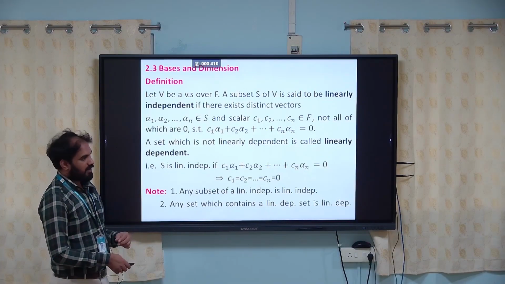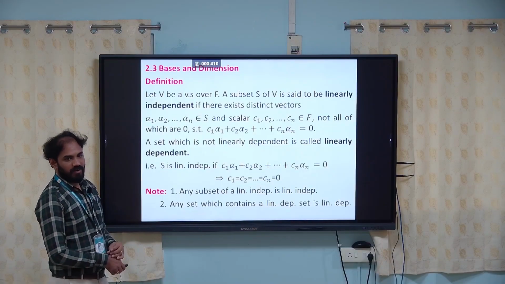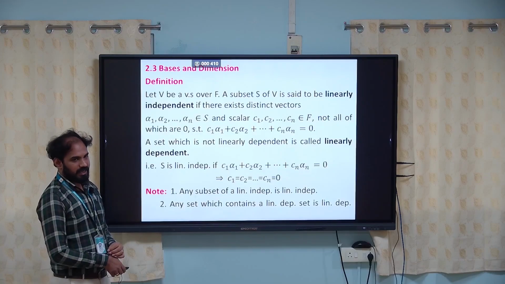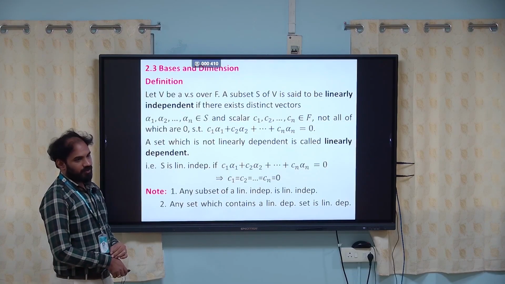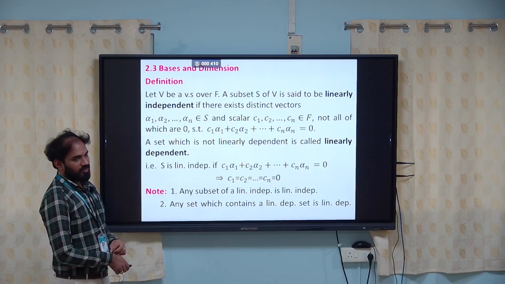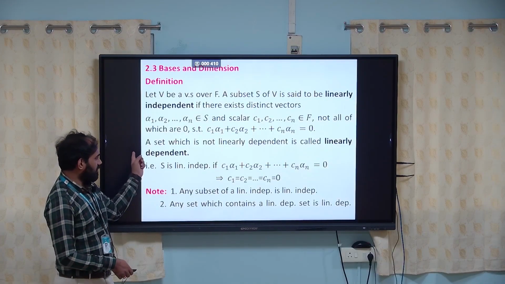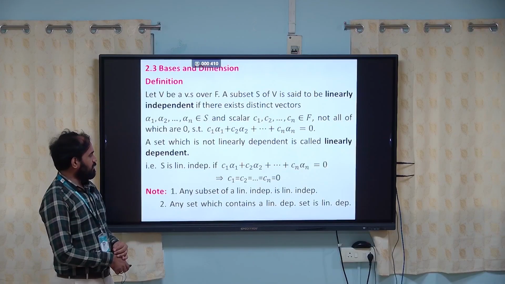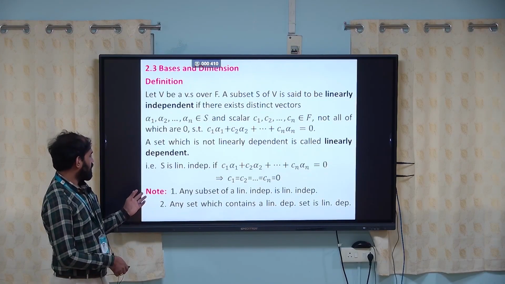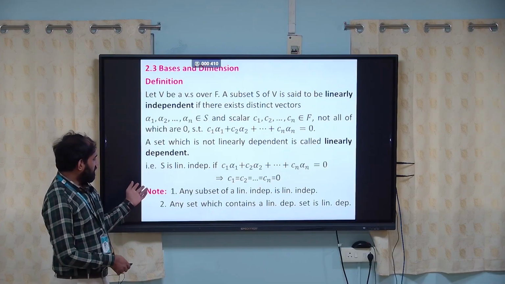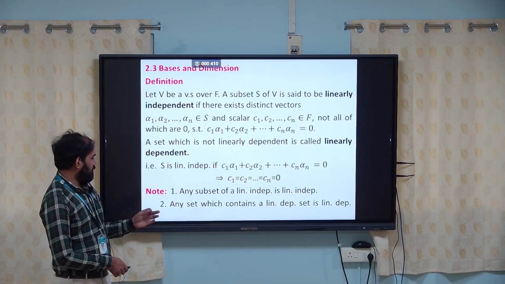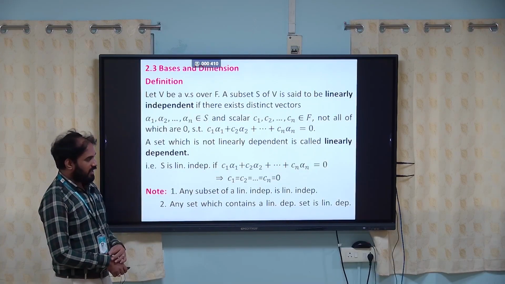Whenever this condition is not satisfied, these are called linearly dependent. A set which is not linearly independent is called linearly dependent. Here we have to importantly note that linearly dependent means there exist some non-zero scalars. Linearly independent means all the scalars should be 0. Linearly dependent means there exist some non-zero scalars. Then next, S is linearly dependent if and only if C1 alpha 1 plus C2 alpha 2 up to Cn alpha n equal to 0 with not all of C1, C2, up to Cn equal to 0.